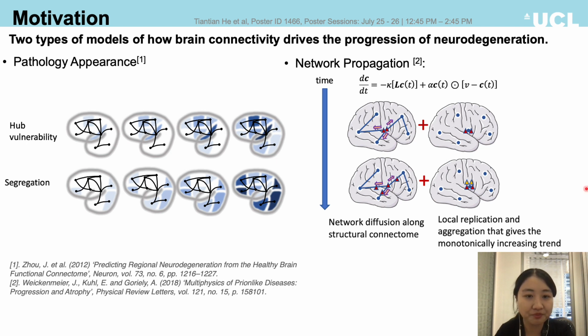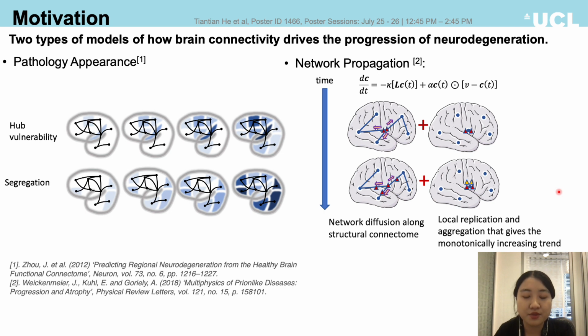get nutrition. The second type of model is called network propagation, which uses a differential equation system to simulate the spatial-temporal evolution of pathology. One of the latest models is the two-component network propagation model, which contains two physical processes: the network diffusion along the connectivity, as well as the local replication and aggregation that gives a monotonically increasing trend of the disease trajectory. This propagation model is a good starting point to simulate the disease progression, but it might be a bit simple to reflect the reality.